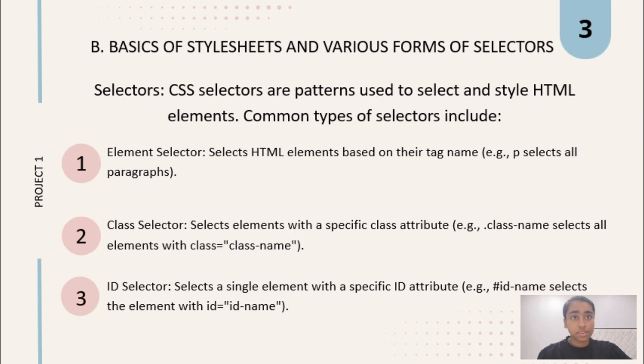2. Class selector: selects elements with a specific class attribute. Example: .classname selects all elements with that class name. 3. ID selector: selects a single element with a specific ID attribute. Example: #idname selects the element with that ID name.